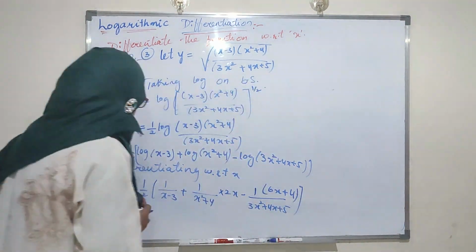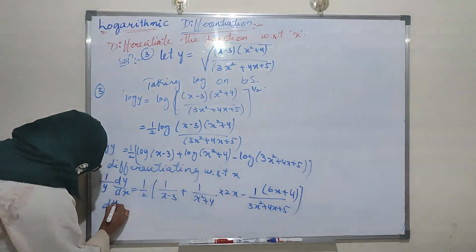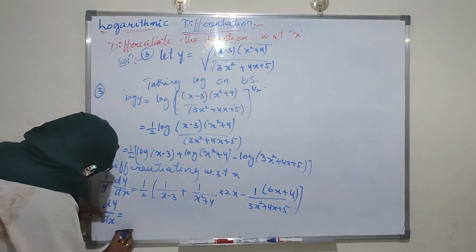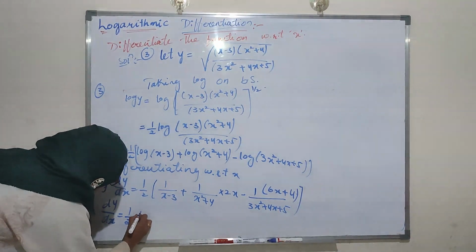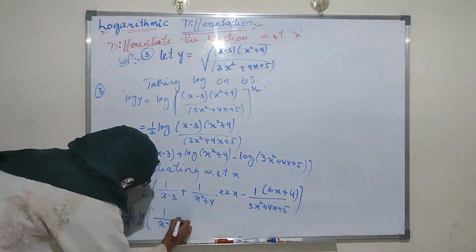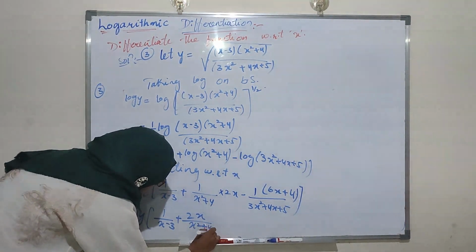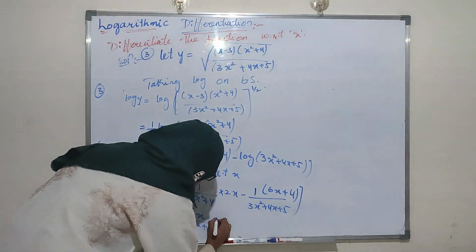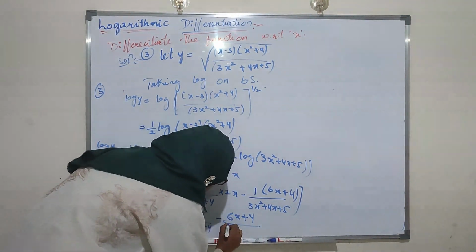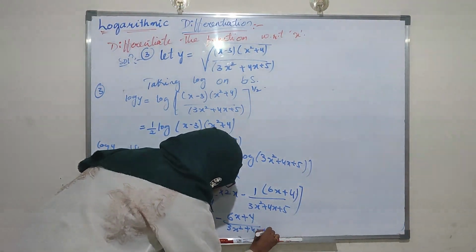So now dy by dx is equal to, taking this y, it goes into the numerator: 1 by 2 keep as it is, y into 1 by x minus 3 plus 2x by x square plus 4 minus 6x plus 4 divided by 3x square plus 4x plus 5.